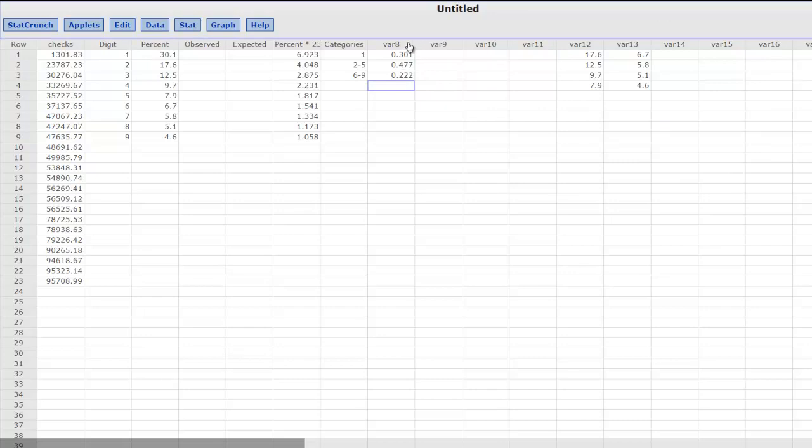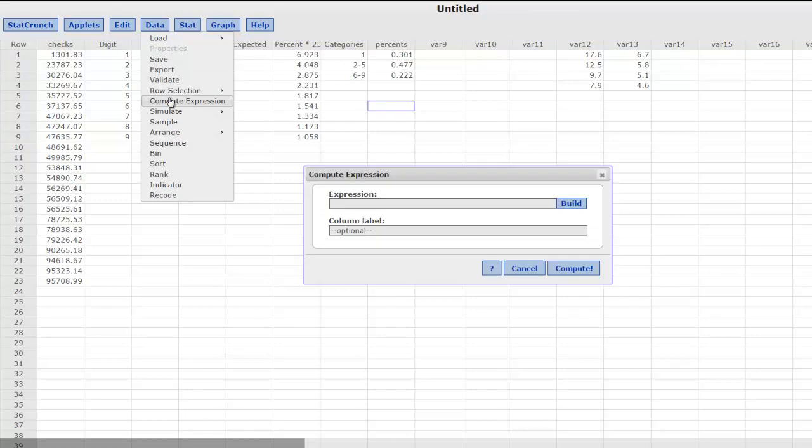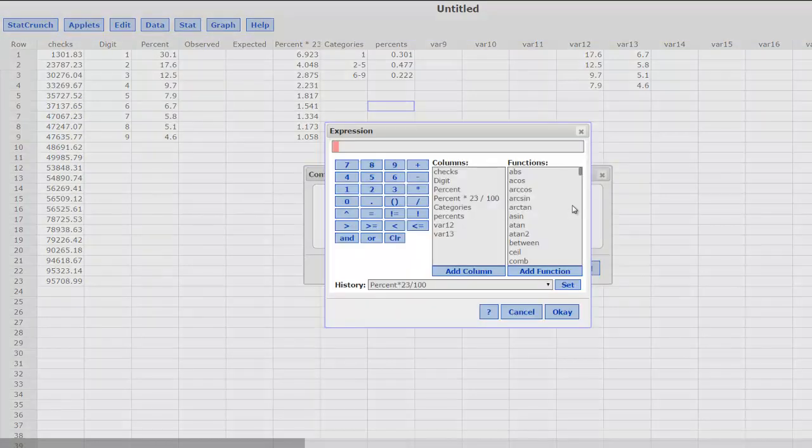Now, these are my percents, and I'm going to use those to calculate my new expecteds, and then I'll figure out my new observed. So again, I'm going to go into Data, Compute Expression. I'm going to build a new one. I'm going to take my percents column, and I'm just going to multiply that by 23 because that's my sample size. And I don't have to worry about the dividing by 100 thing because I've already written them as percents.